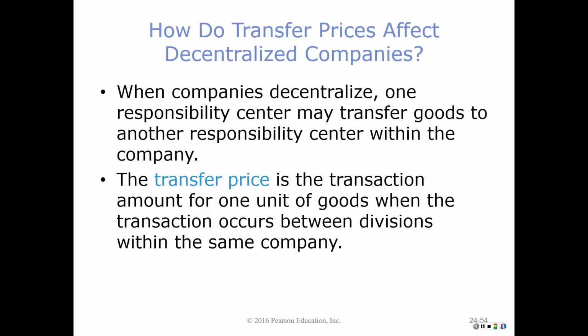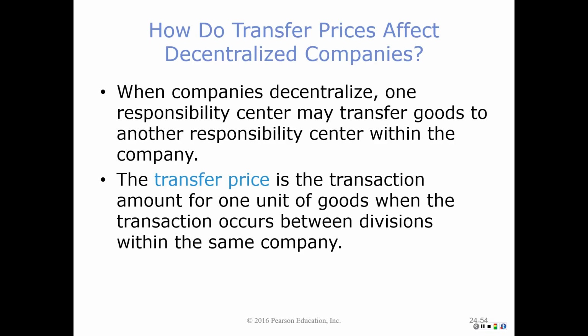So why do we have transfer pricing? When companies decentralize, one division of the company may send parts to another division. For example, when I worked at United Technologies, we had different plants within our umbrella that manufactured parts and sent them to us, and we manufactured parts that we sent to units within the overall United Technologies division, even though we were located across the United States.